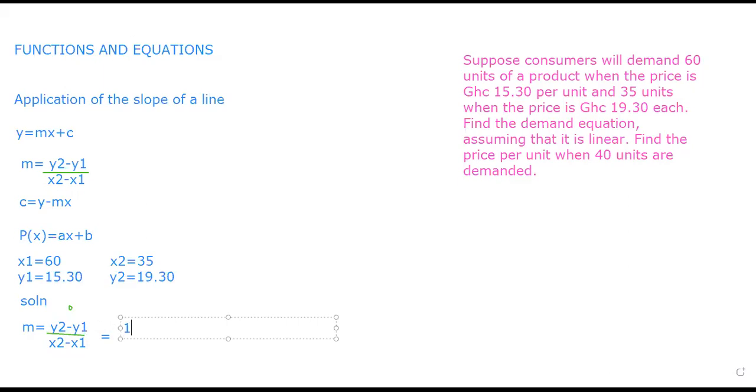Our Y2 is 19.30 minus Y1 of 15.30. Okay, then our X2 is 35, yes, 35 minus 60. Good. So you do that calculation for me.